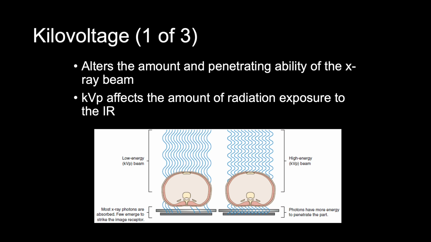So if we look here, we have a low energy kVp beam, so we have less kVp going through the patient. Most of the X-ray photons are absorbed by the patient, and few are going to strike the IR. Over here to the right, we have a high energy kVp beam, so we're sending more kilovoltage towards the patient. And then we have photons that have more energy to penetrate the part, so less is absorbed and more hit the IR.